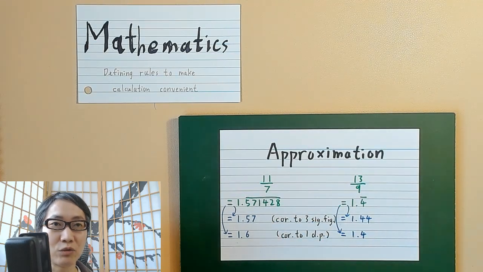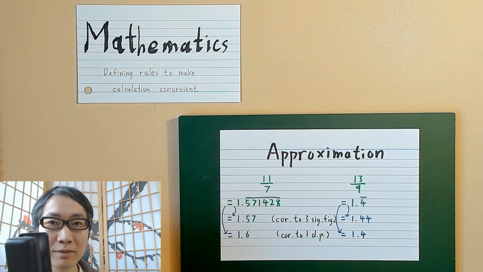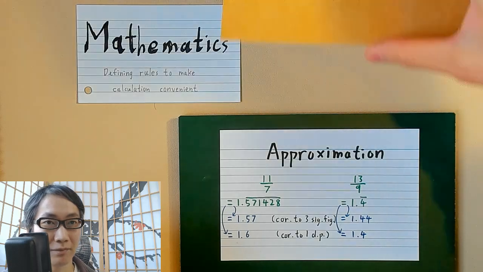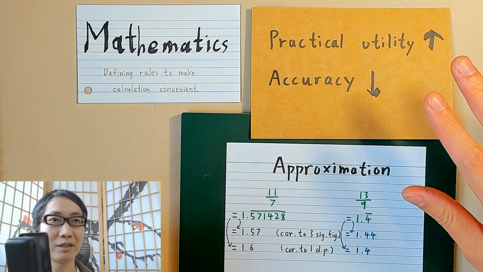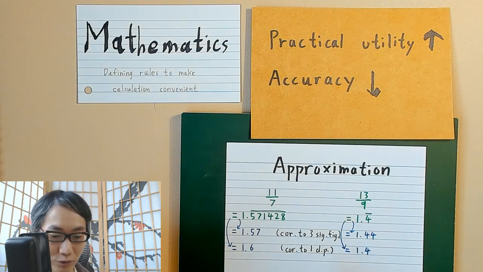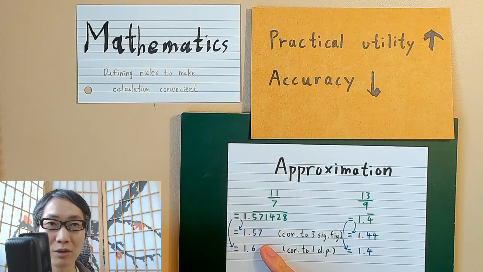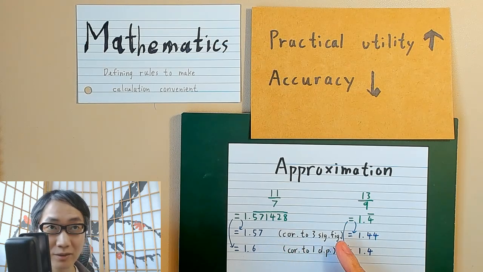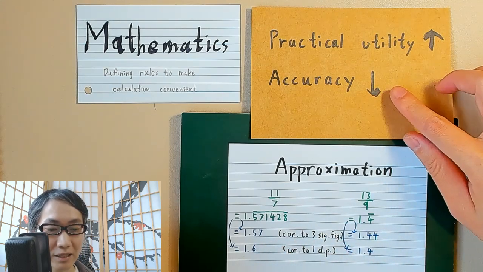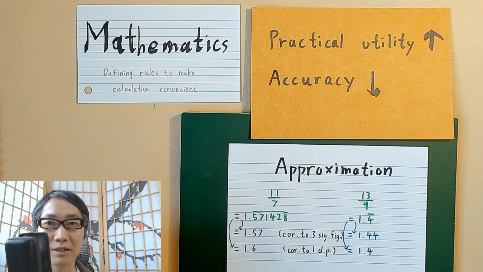So why do we do approximation? In practice, it will be more convenient to use a smaller number, or a number with fewer digits or figures. They will be less accurate. However, it will be more convenient to use.